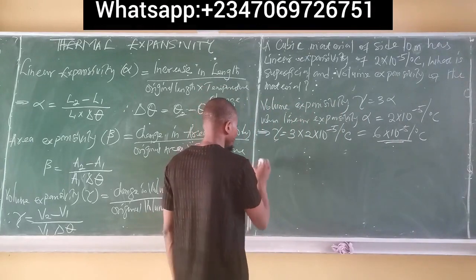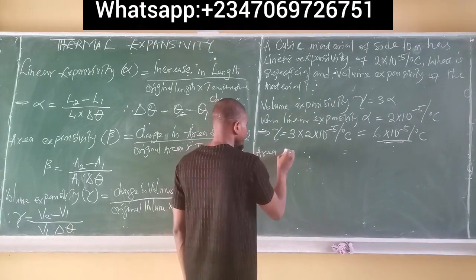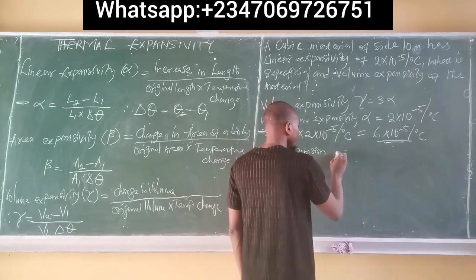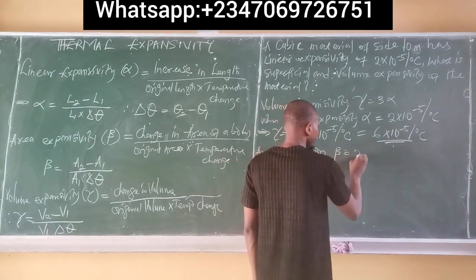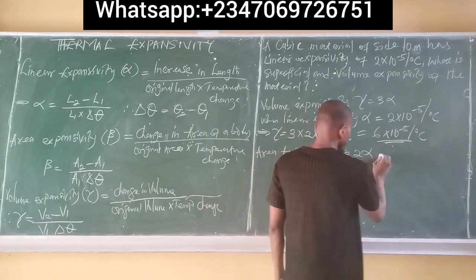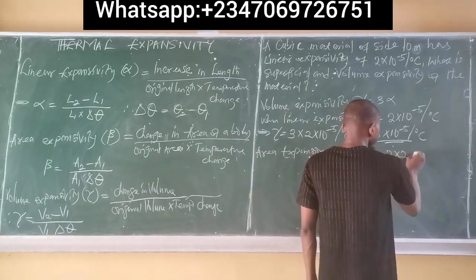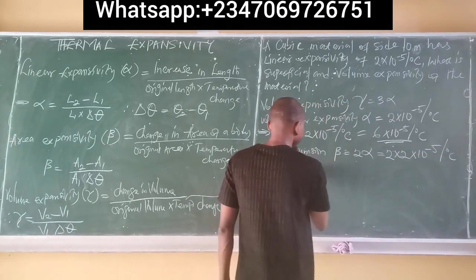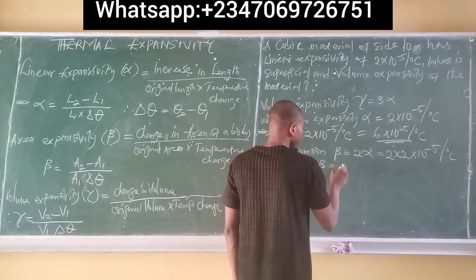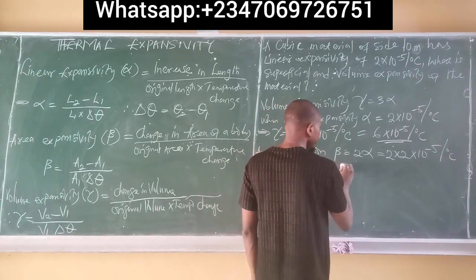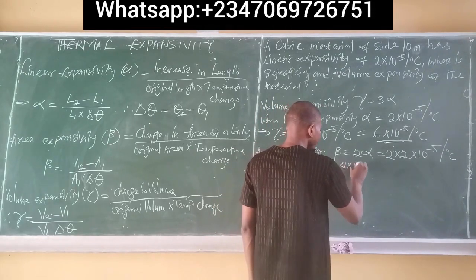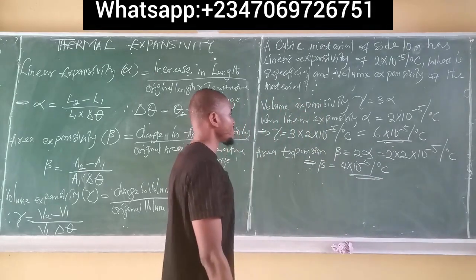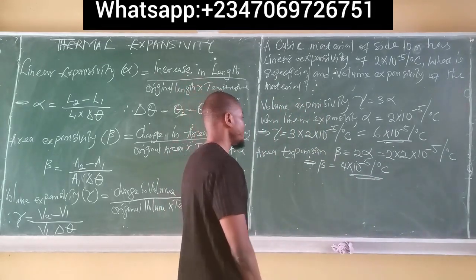Also, to find the superficial expansivity, which is the area expansivity, areal expansion, which is beta, is given as 2 times linear expansivity. So this is actually 2 times 2 by 10 to the power of minus 5 per degree Celsius. So this simply means that the areal expansivity beta is actually 4 by 10 to the power of minus 5 per degree Celsius. So that's how you find the volume expansivity or the area expansivity.